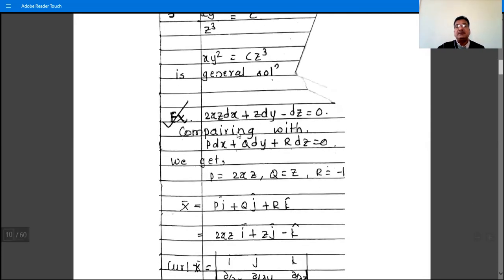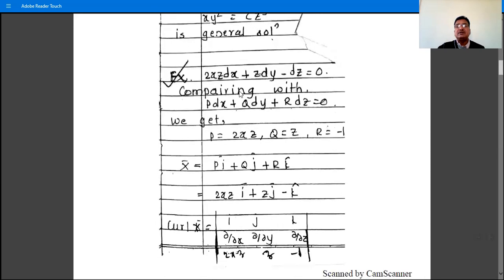So next example: 2xz dx plus z dy minus dz is equal to 0. Again, the question is what? Solve this differential equation if it is integrable. So first check whether the given differential equation is integrable or not. Compare with P dx plus Q dy plus R dz equal to 0. We have this P is 2xz, Q is z, and R is minus 1.